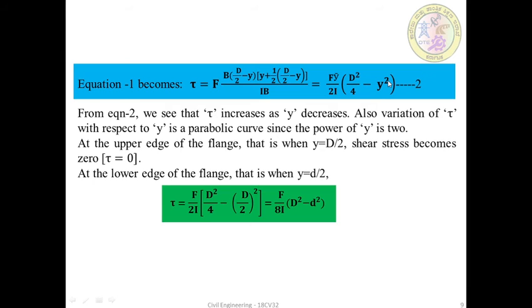a parabolic curve only. At the upper edge of the flange, that is the top edge, y is equal to capital D by 2. Shear stress becomes 0. So when we put y equal to capital D by 2 at the upper edge or upper portion of the flange, we get tau is equal to 0. At the lower edge of the flange, at the bottom of the flange, y is equal to small d by 2. Putting y equal to small d by 2, we get the shear stress equal to f divided by 8I into bracket capital D square minus small d square.